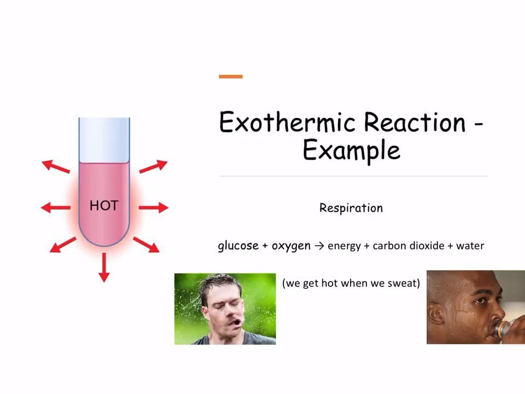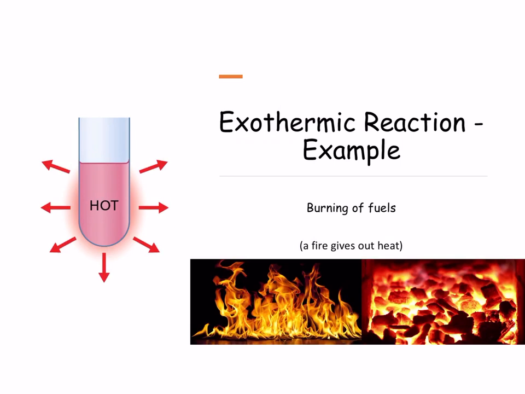So as I said, respiration, you can see here, when we get hot, we sweat, that's to help cool us down. It's because our bodies are producing heat as a result of the exothermic reaction of respiration. And then again, burning anything produces heat. Also, don't forget the other two products of combustion, which are carbon dioxide and water.